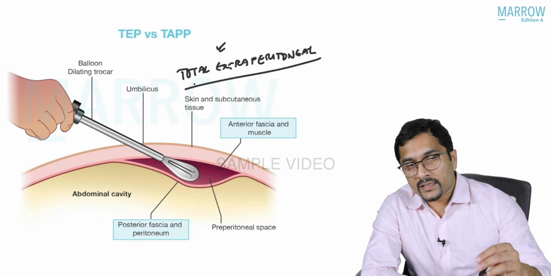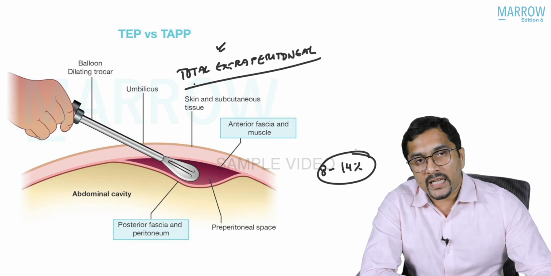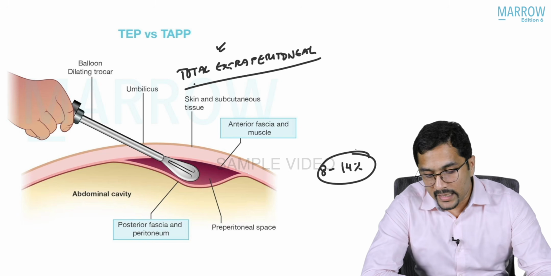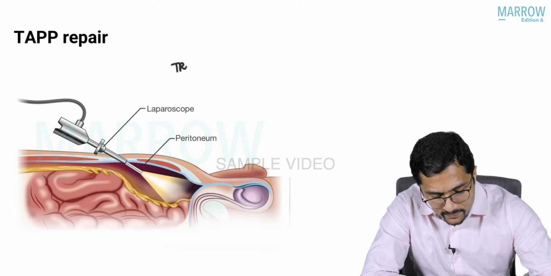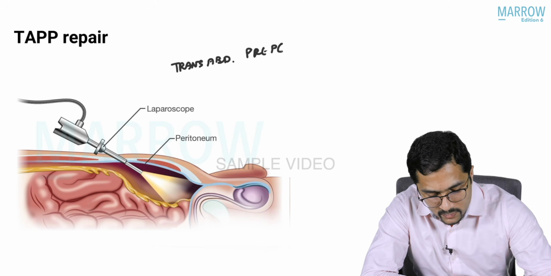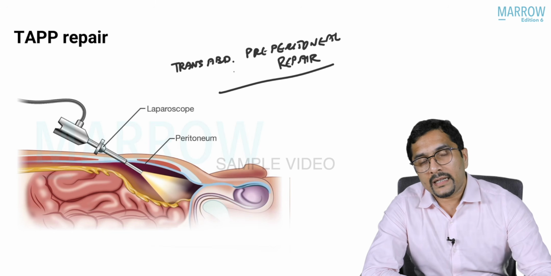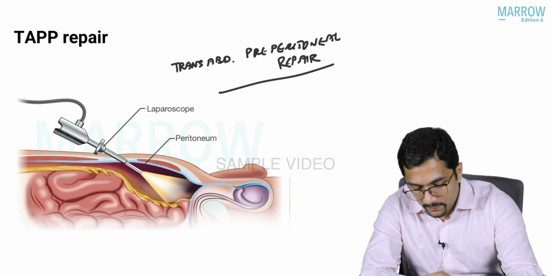So one more thing, one question which was asked last year in one of the exams, that in 8 to 14% patients, there can be an inadvertent peritoneal breach while doing TEP. So that is the documented literature. TAP is transabdominal preperitoneal repair. This is slightly easier to perform than TEP, and here we are breaching the peritoneum and then we go into the preperitoneal space and we put the mesh.